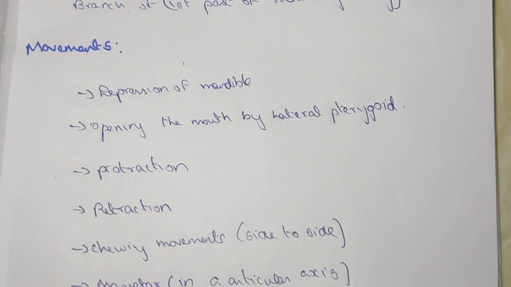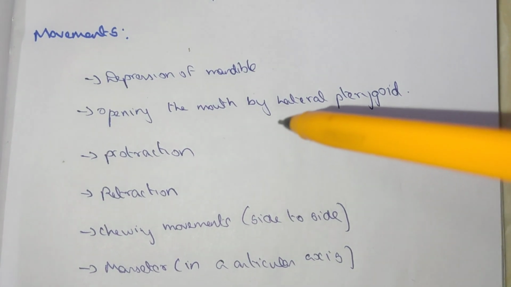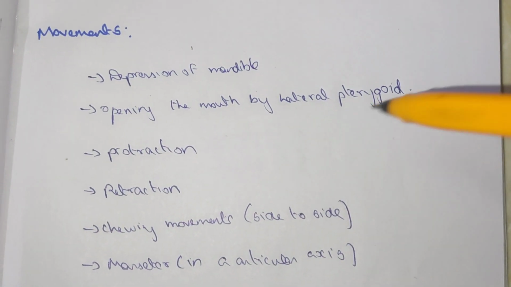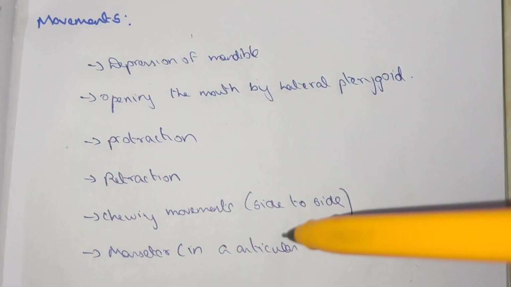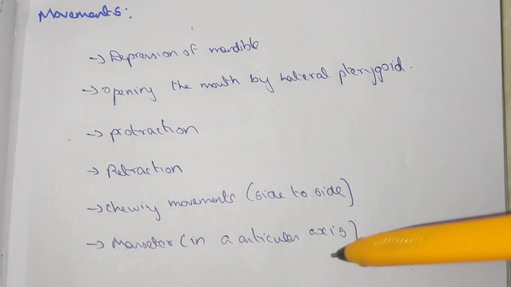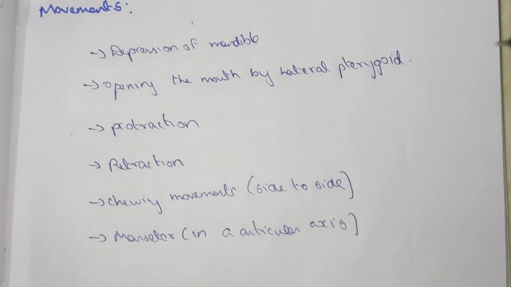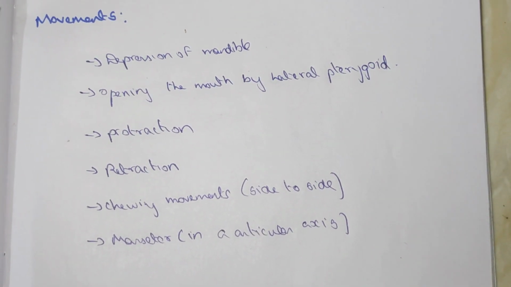The movements are depression of the mandible, opening of the mouth by the lateral pterygoid, protraction, retraction, and chewing movements with the masseter. Chewing movements are side to side movements. Opening of the mouth is maintained by the lateral pterygoid muscle.